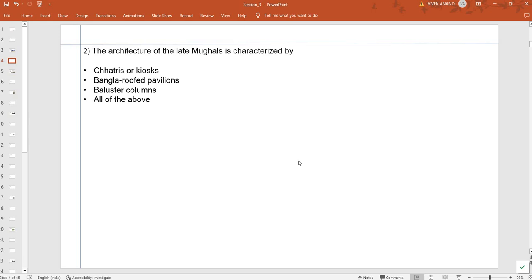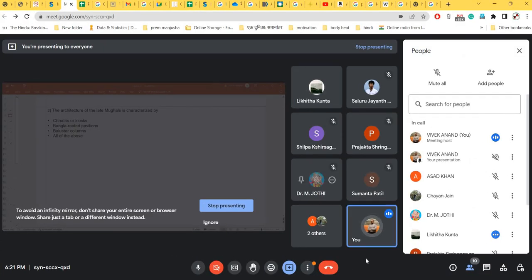Okay, it's a question for debate, so let's leave it. So, in the architecture style of Aurangzeb and Shahjahan, you saw chhatris or kiosks. Other features? The baluster columns also, like we see in Red Fort. Yeah, in Red Fort there are baluster columns.